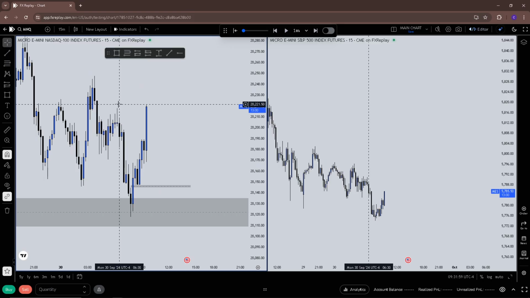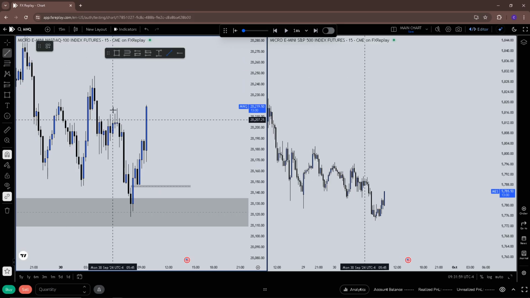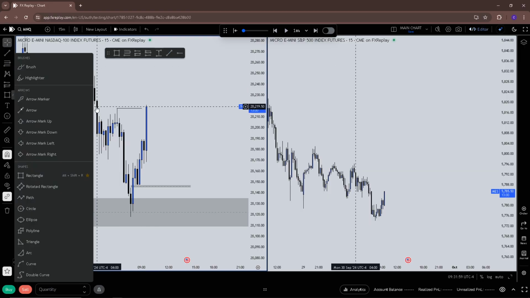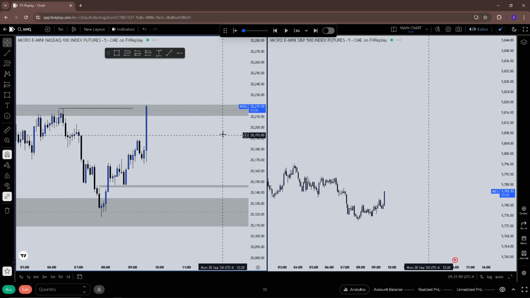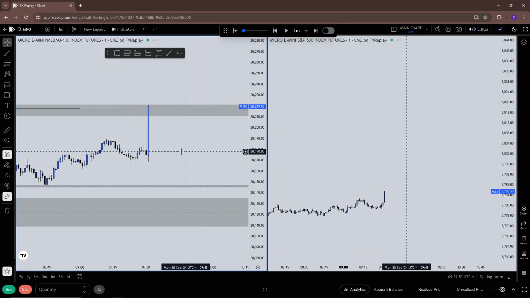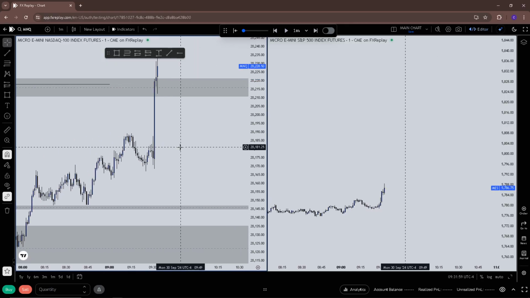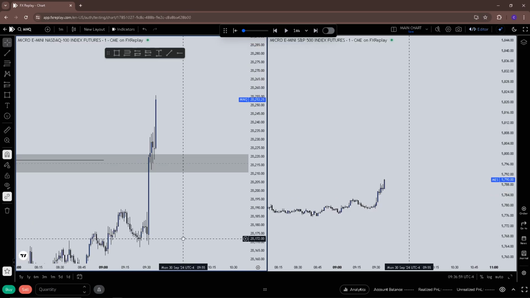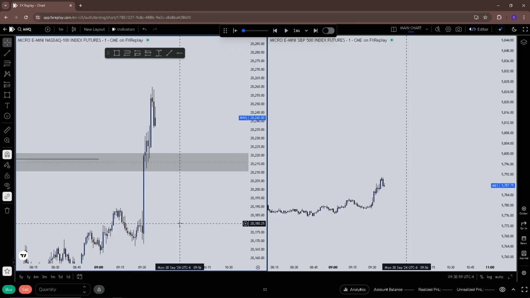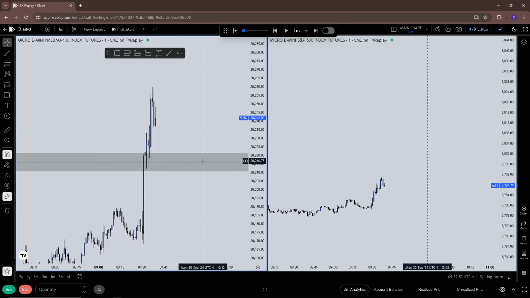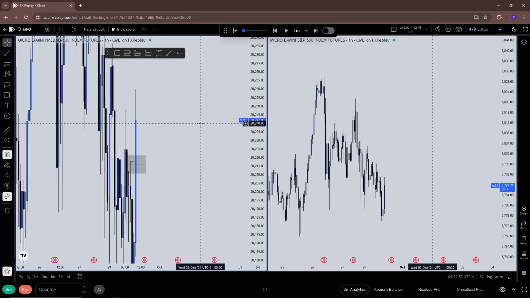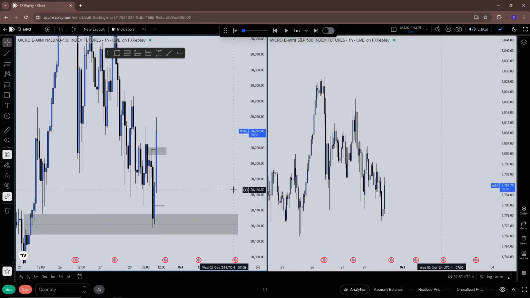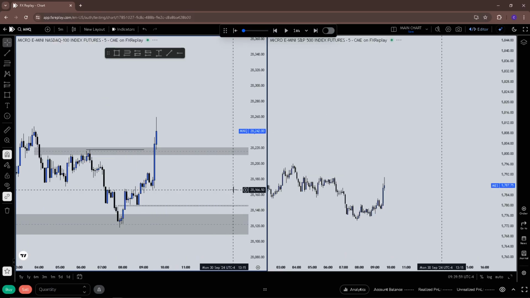Off open we rip. Swept out this high inside of this 15-minute. Could look for shorts out of this. Still delivering out of this hourly. Swept out this high.